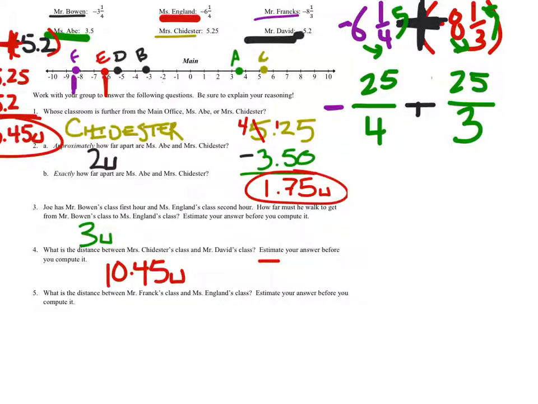Times what by 3? 4. See, 3 times 4 is 12. This will still be negative. But if we do it to the denominator, we've got to do it to the numerator as well. 75.